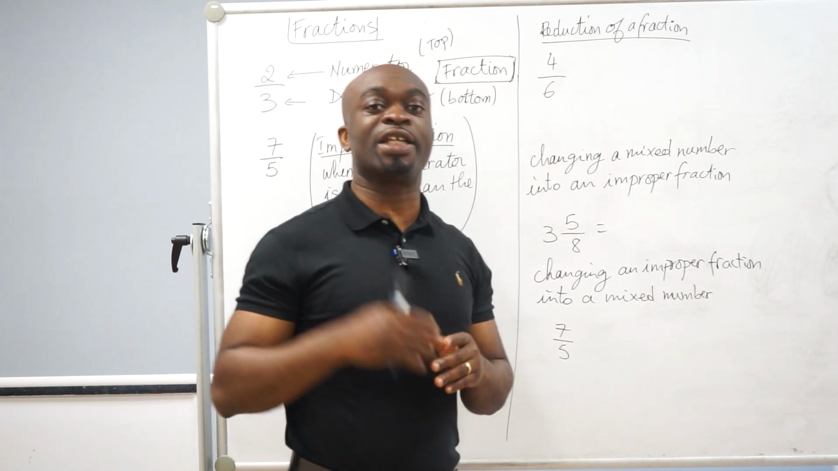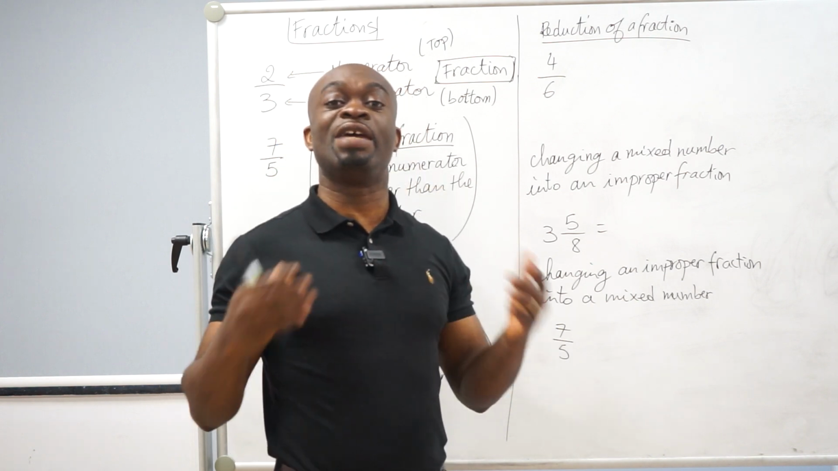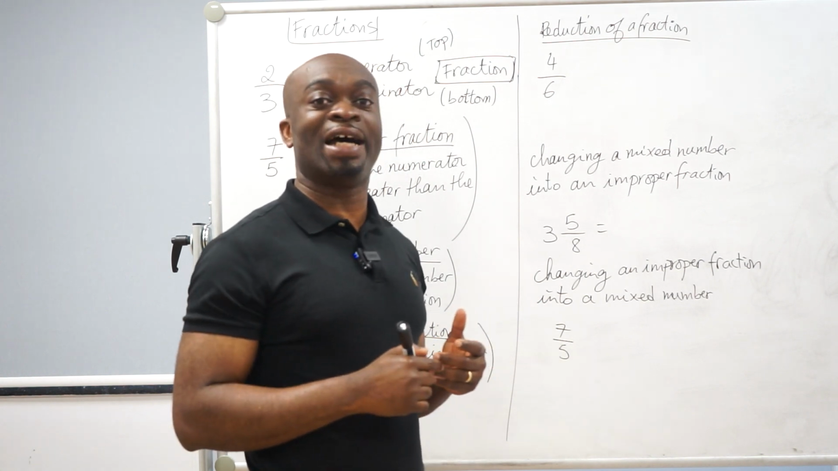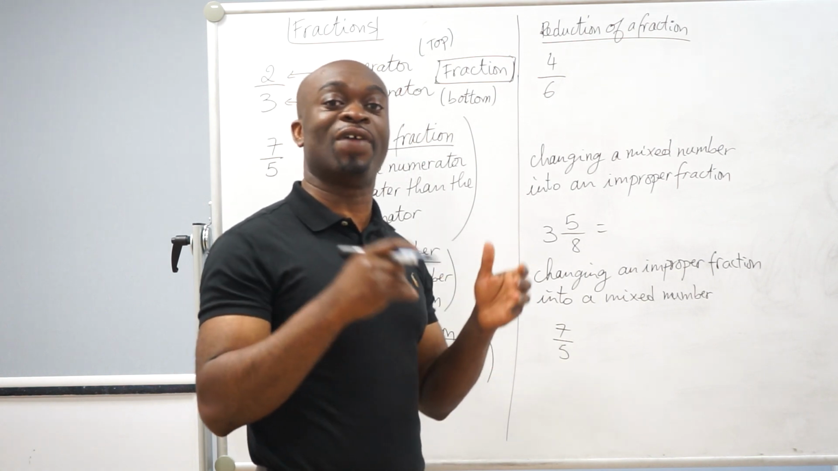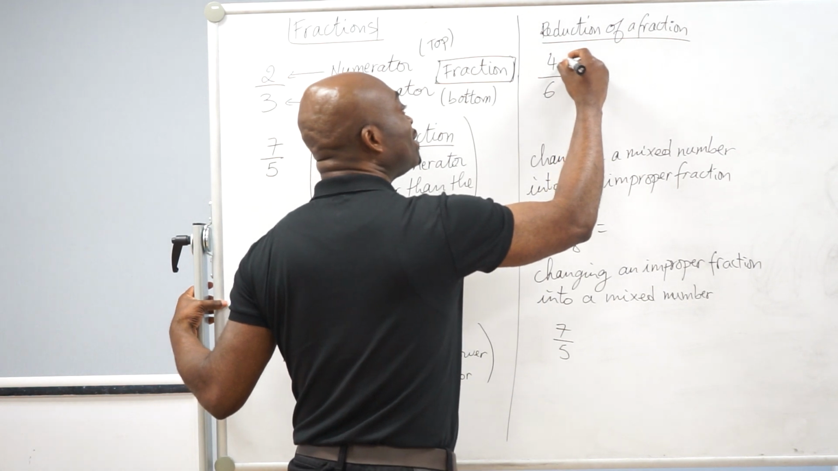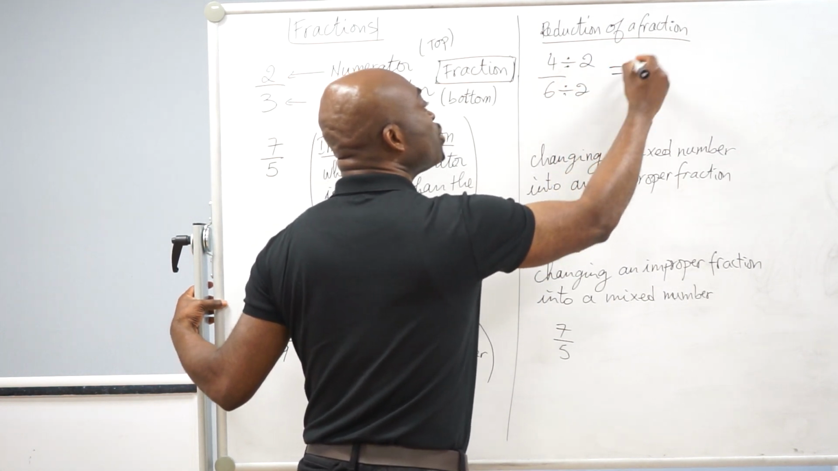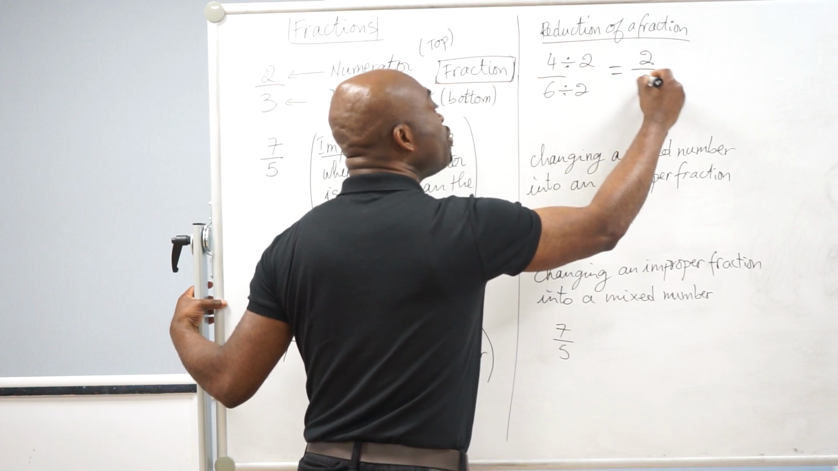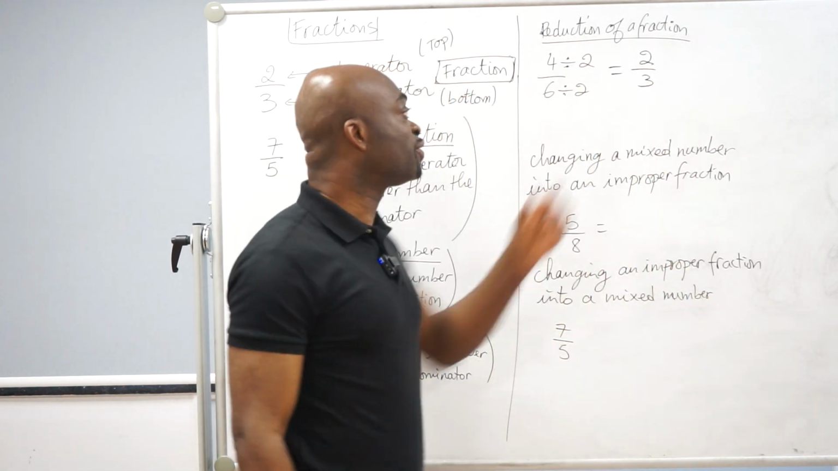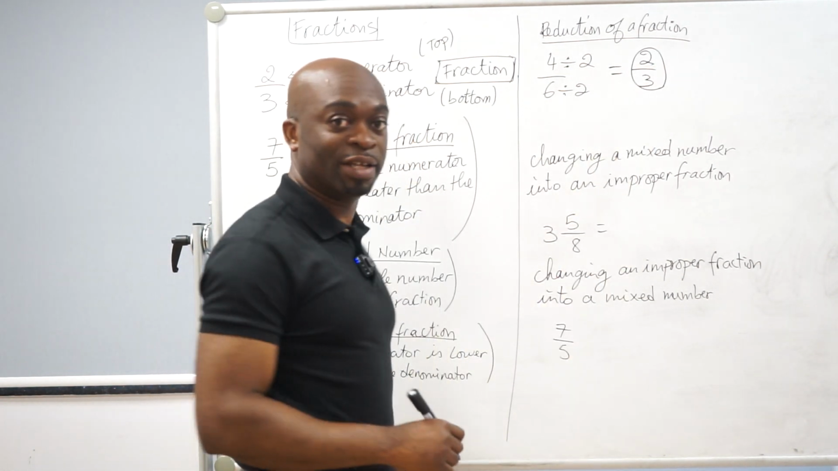How do we reduce it? It's to find the number that can go into those numbers evenly. So 4 and 6, is there any number that 4 and 6 can divide by evenly? It's 2. So 4 divided by 2 is 2, and 6 divided by 2 is 3. That gives us 2 over 3, and this, ladies and gentlemen, is your final answer.